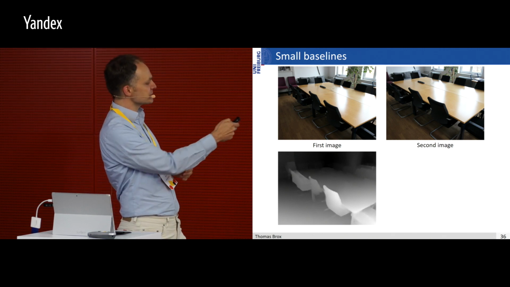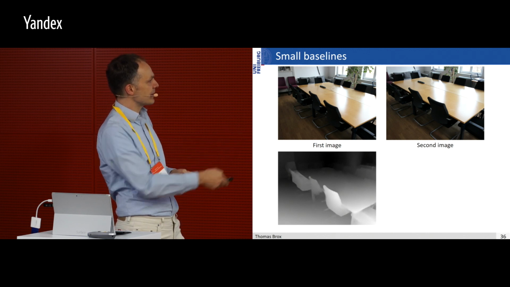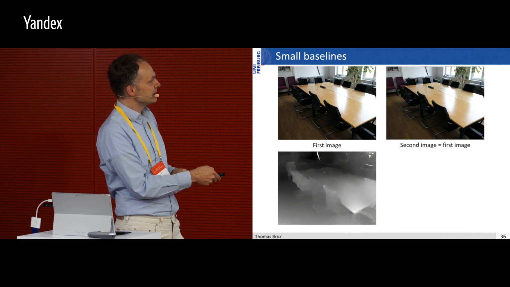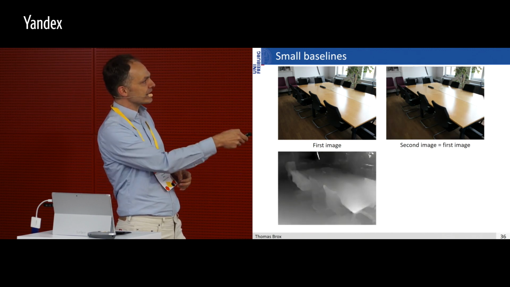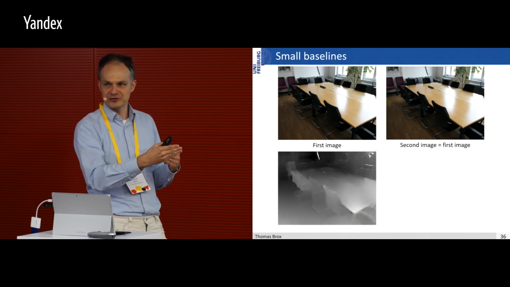So here you have the largest baseline. There's quite some difference between the viewpoints, and you get this depth map. If you now move the cameras a bit closer, the depth map doesn't change much. And even if you choose the second image to be identical to the first image, then it basically falls down to this depth from single image method.